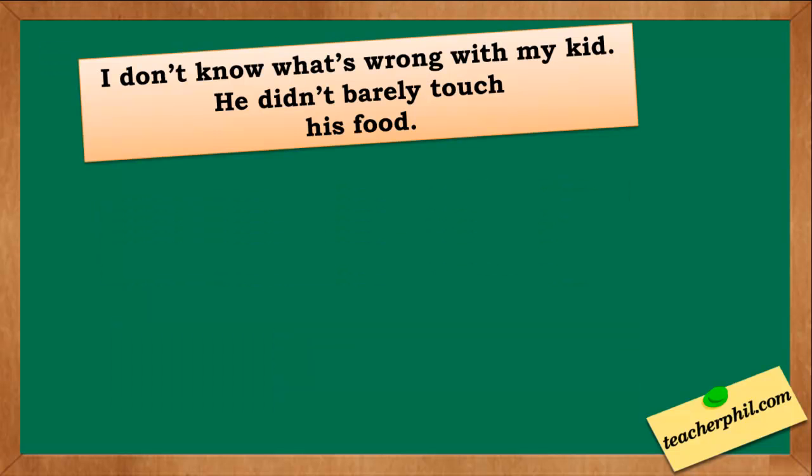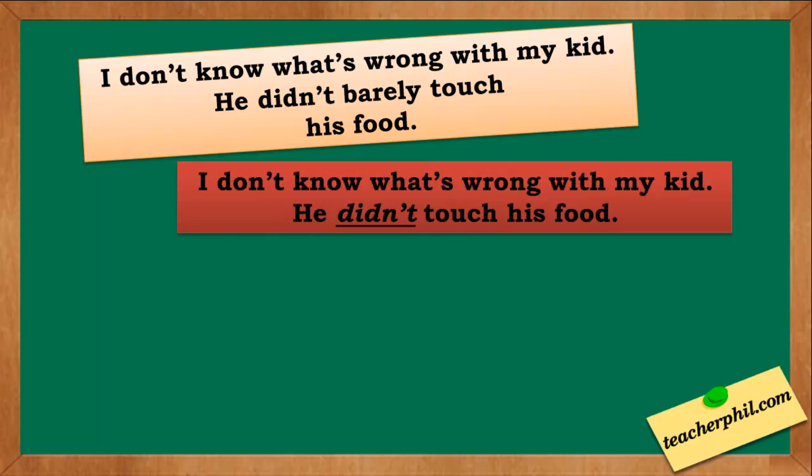Number 2. I don't know what's wrong with my kid. He didn't barely touch his food. The correct answer is I don't know what's wrong with my kid. He didn't touch his food. The two negatives in this sentence are didn't and barely. We can say he didn't touch his food, or we could also say he barely touched his food.